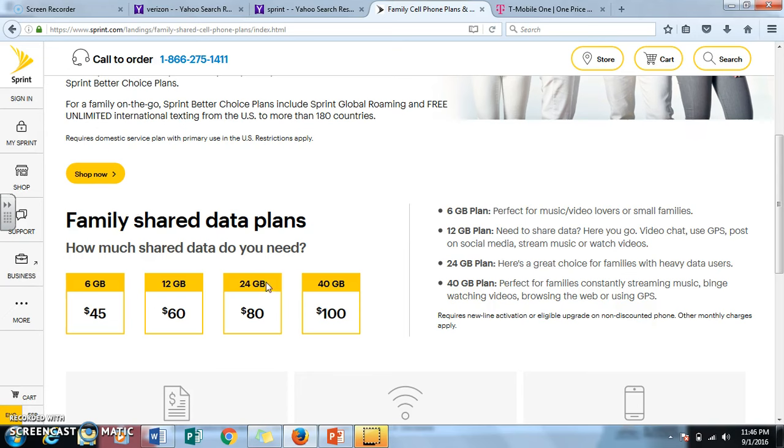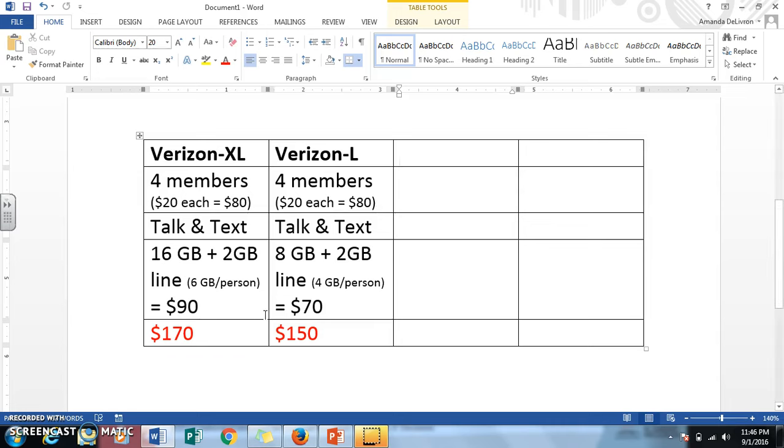Now, we already have a 24 gigabyte plan through Verizon, and Sprint also charges that extra $20 per month for a service charge, so we're already at $80. This 24 gigabyte plan would be $160. Well, we didn't even have a 24 gigabyte plan. Verizon's was $170, and the 8 gigabyte from Verizon was $150.